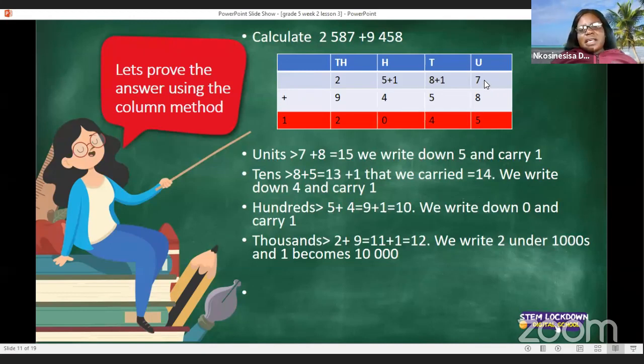Then we add. 7 plus 8 gives us 15. We write down the units and we carry the tens. So 7 plus 8 is 15. We write down 5, we carry 1. And I said plus 1 here to show that we carried that one. And then 9 plus 5 gives us 14, sorry. We write down 4 and we carry 1. And then 5 plus 1 is 6, 6 plus 4 is 10. We write down 0 and we carry 1. And then 2 plus 1 is 3, plus 9 is 12. So you can see our answer is still the same as that one that you got, 12,045. So that is the answer.